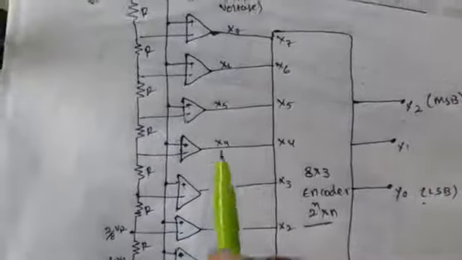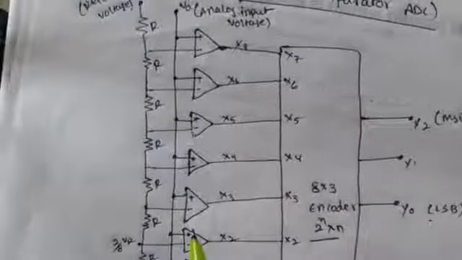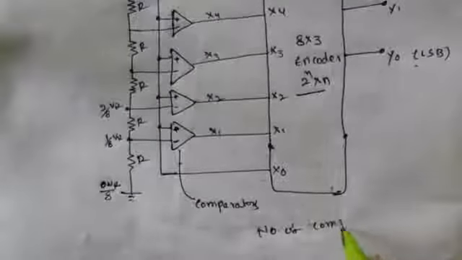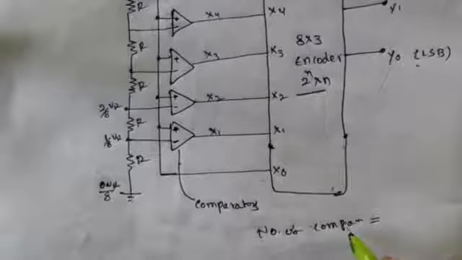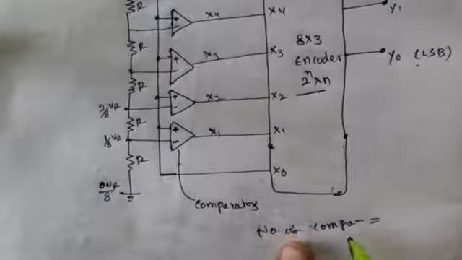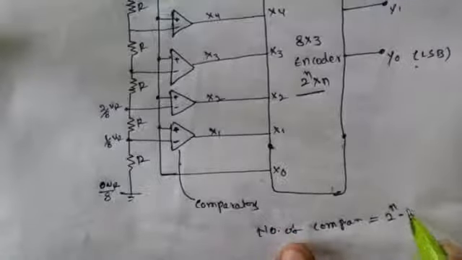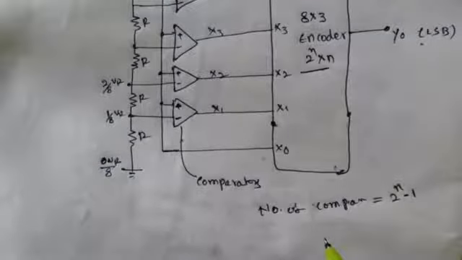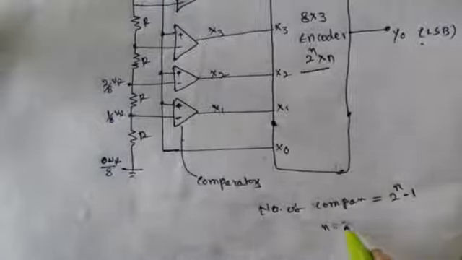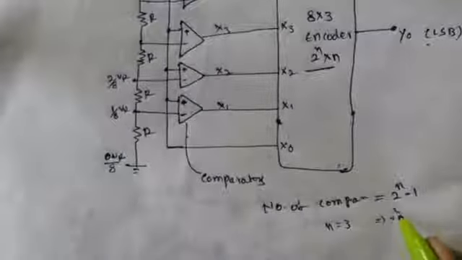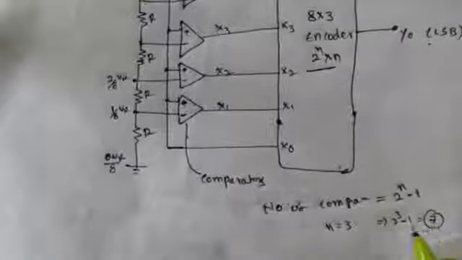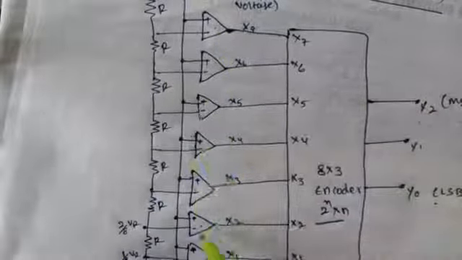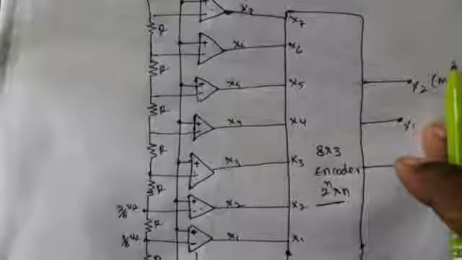So these all are nothing but comparators. The total number of comparators required is a very important formula for competitive exams: 2 power n minus 1. Here the n value is 3, because it is a 2 power n to n encoder. So n is equal to 3. That is 2 power 3 minus 1, which is 7. Those 7 comparators I am designing here: 1, 2, 3, 4, 5, 6, 7. Total 7 comparators.